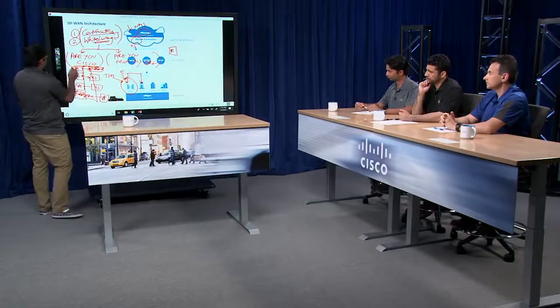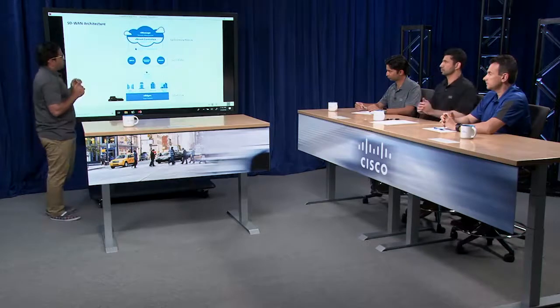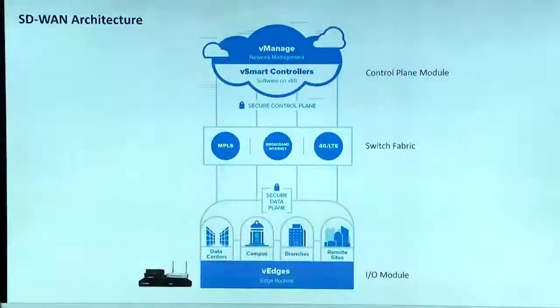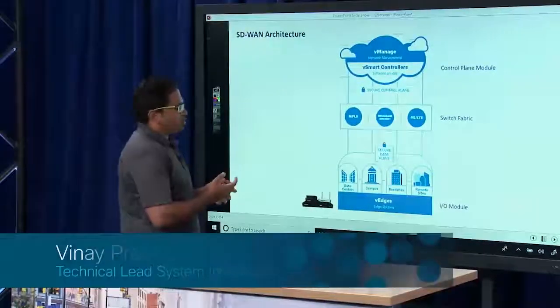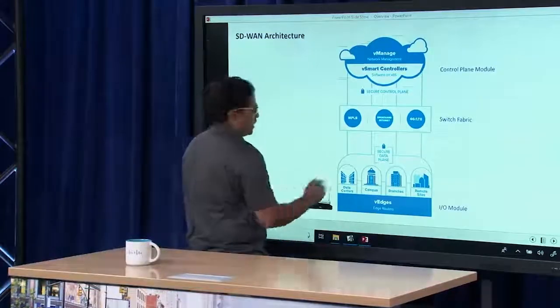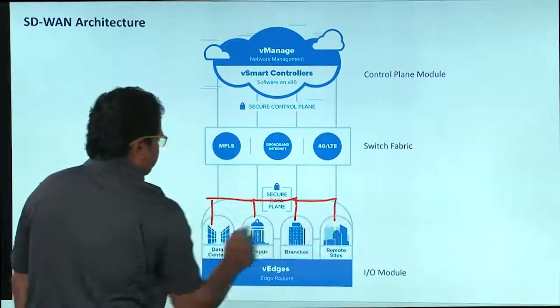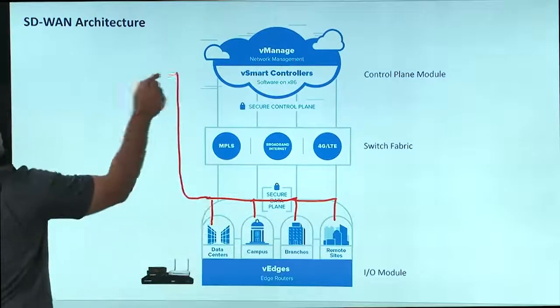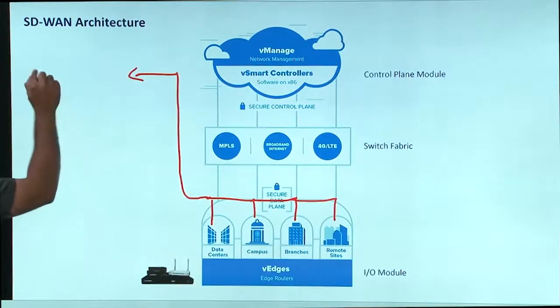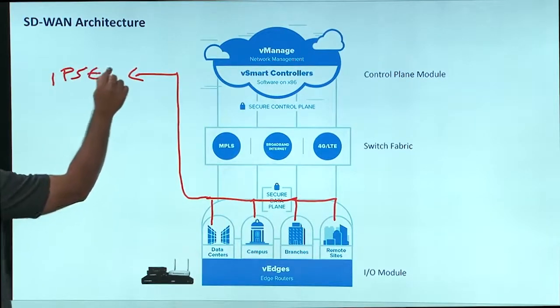So moving on, we'll talk about the data plane now. Since the control plane is securely brought up, what we want to do, and what the whole SD-WAN solution is for, is to securely connect edges. What do we mean by securely connect? We want to connect it. What we use is IPsec tunnels.